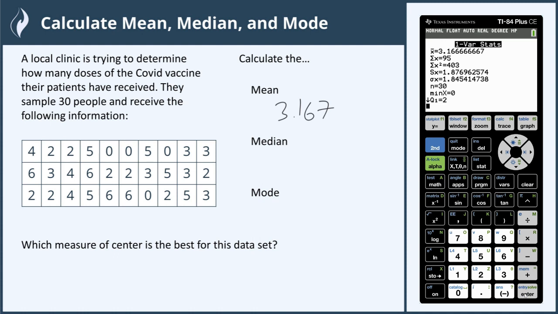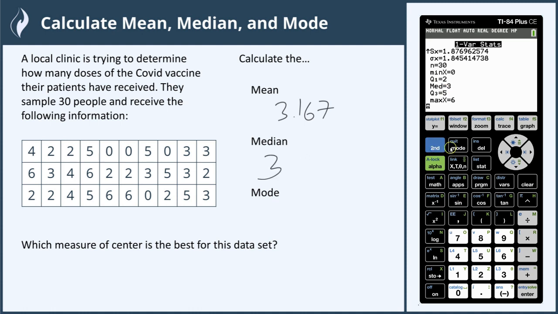But then what about our median? So to find our median, we are going to scroll down on the screen using the down arrow. And what you'll see is you'll actually find our whole 5-number summary there, and the median is 3.